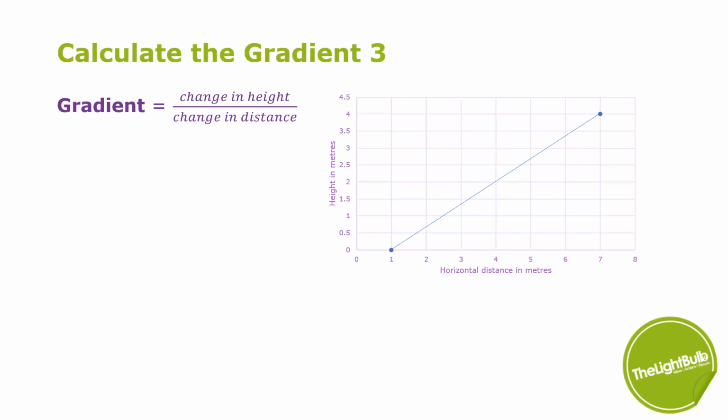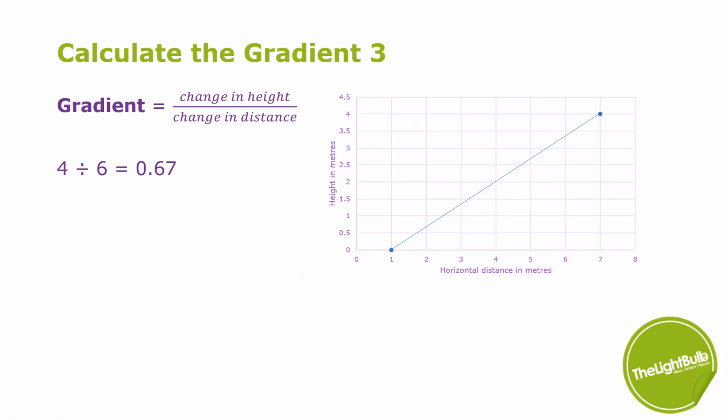Okay, so what's the change in height then? Well, we start off at 0 meters high, and we go up to 4. So we've got a height of 4 meters divided by a change in distance of, well, the gap between 1 to 7, which is 6. So 4 divided by 6. If you've done your fractions work, you'll know that you can simplify that actually to 2 divided by 3.